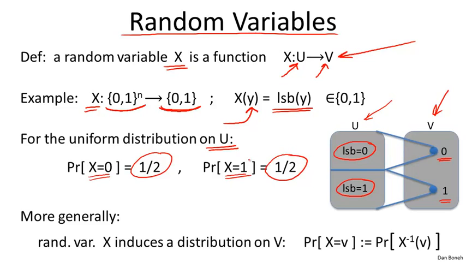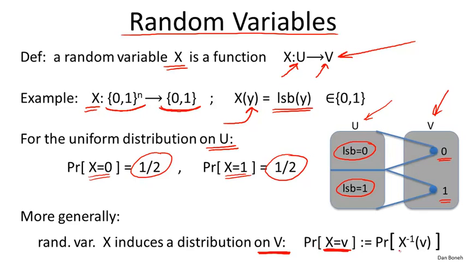Now, more generally, if we have a random variable taking values in a certain set V, then this random variable actually induces a distribution on the set V. Here I just wrote in symbols what this distribution means, but it's actually very easy to explain. Essentially what it says is that the variable outputs v with the same probability that, if we sample a random element in the universe and then apply the function X, the output is actually equal to v.